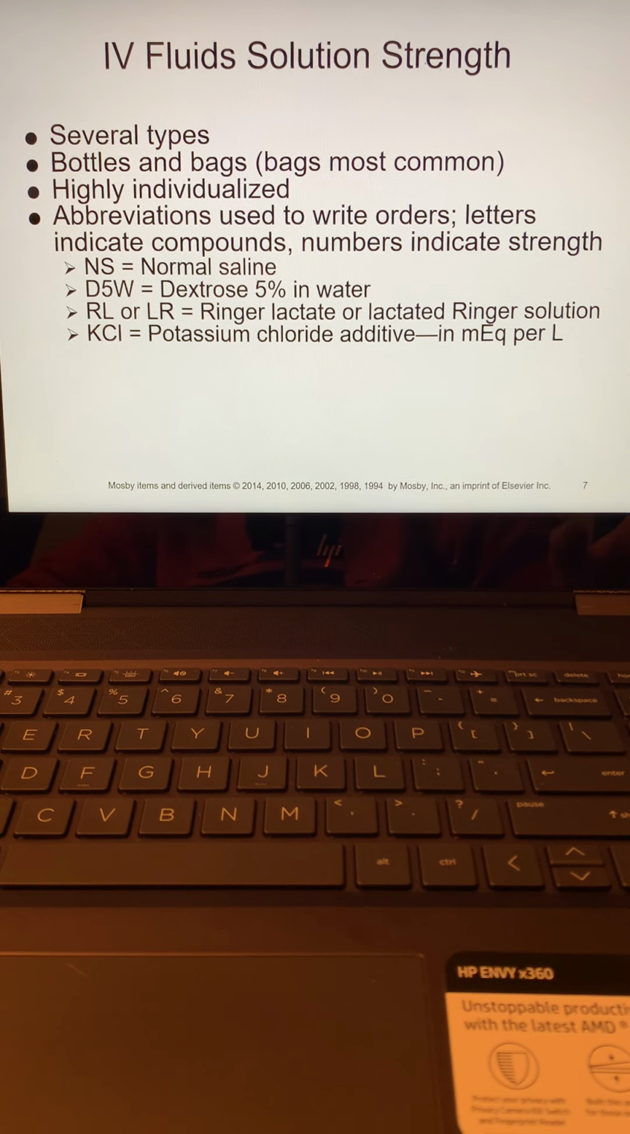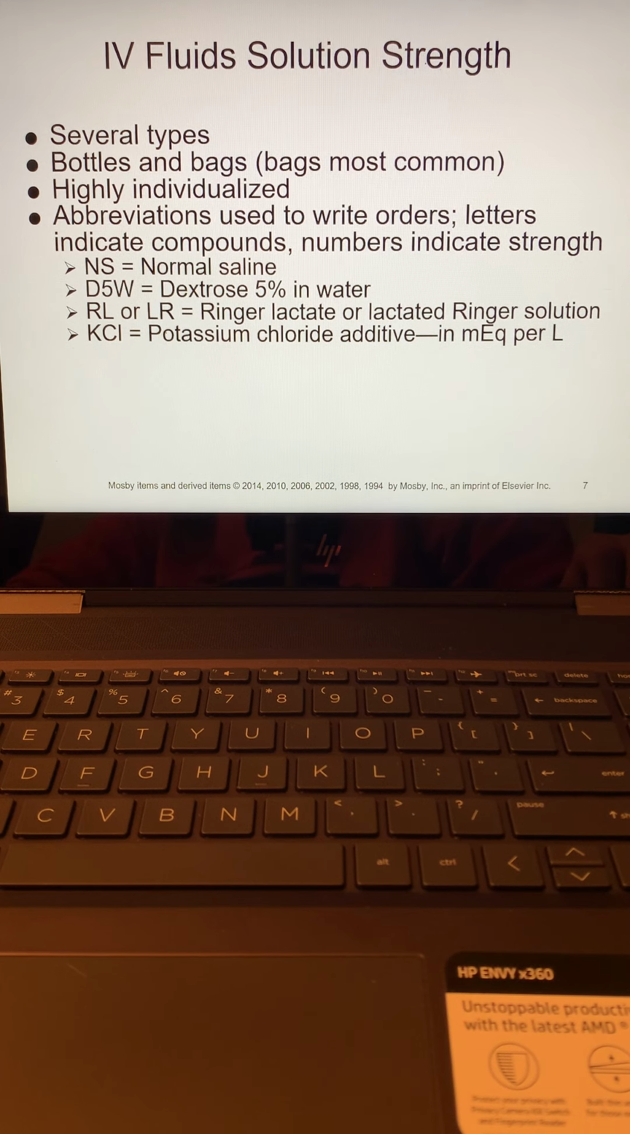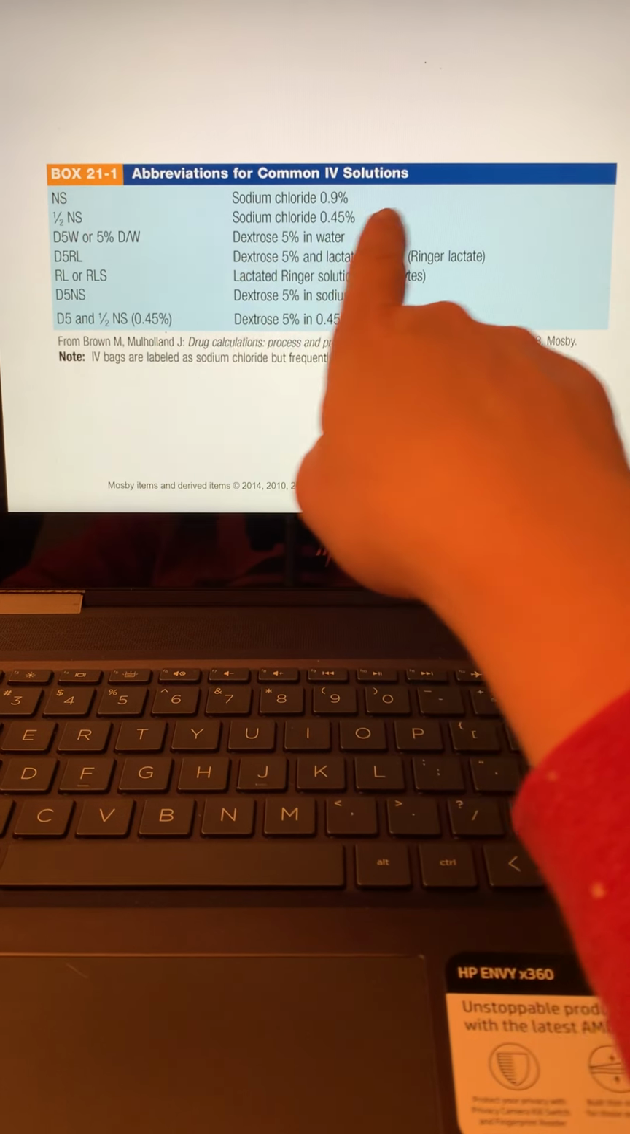Something to note here are these abbreviations. NS is normal saline, D5W is dextrose 5% in water, RL or LR is lactated Ringer's. That's what you're going to see most often, LR, lactated Ringer's. And KCl is potassium chloride. So here we go. These are the abbreviations in your book.